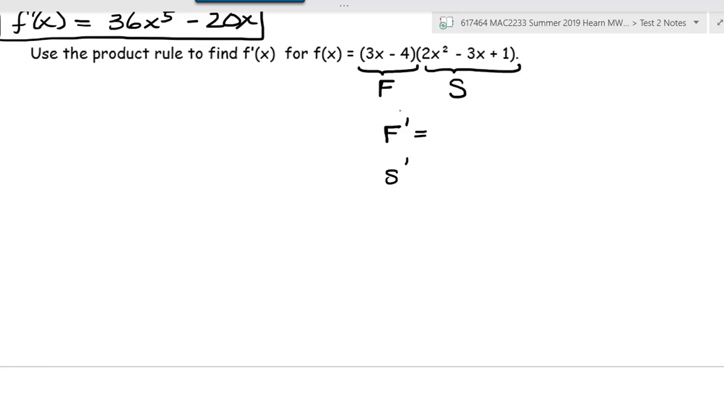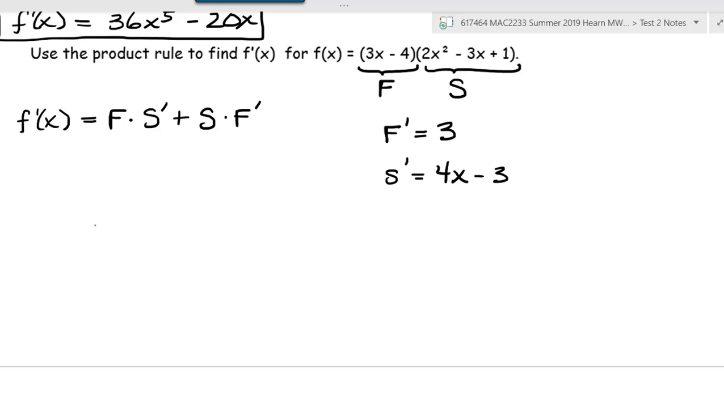So the derivative of f is just 3. And the derivative of s, so let's see, derivative of 2x squared is 4x, derivative of negative 3x is negative 3, derivative of 1 is 0. So the derivative of the second function is 4x minus 3. Now we're going to write down our rule, our product rule. So the derivative of little f is going to be first function times the derivative of the second, plus the second function times the derivative of the first.